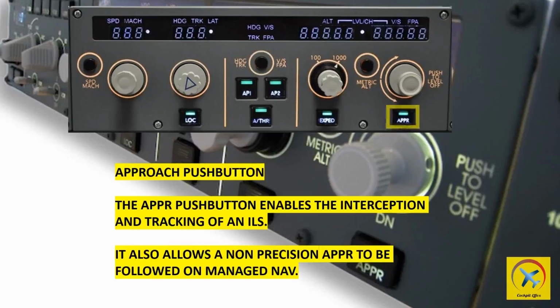If a non-precision approach has been selected from the MCDU database, do not arm the ILS approach mode above 8,000 feet above ground level. Radio altimeter signals are not available above this altitude, and with the approach button armed, the autopilot disengages at glide slope capture and the flight directors revert to heading vertical speed.